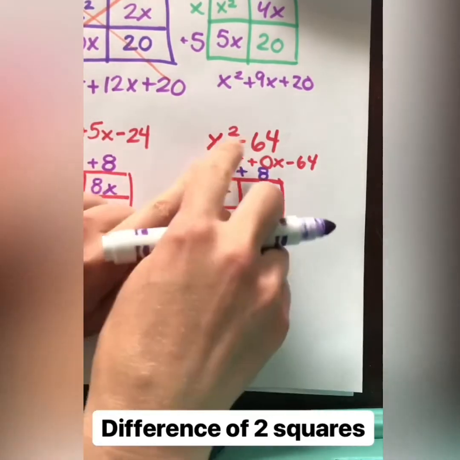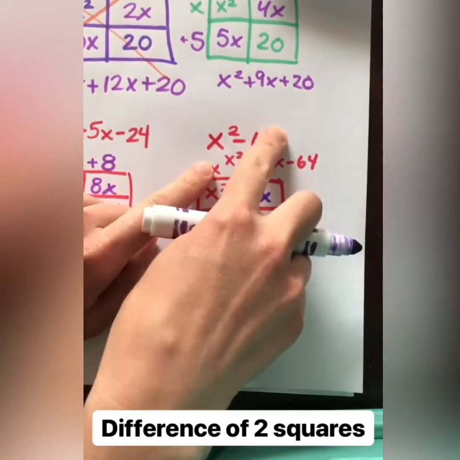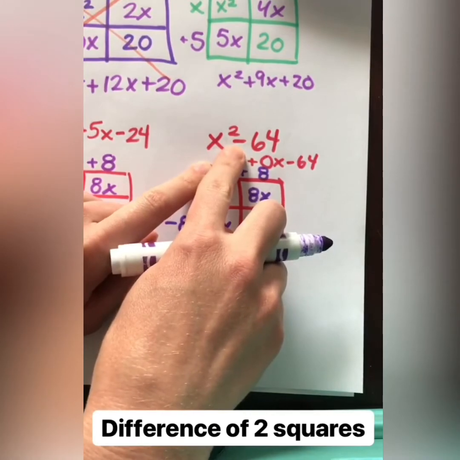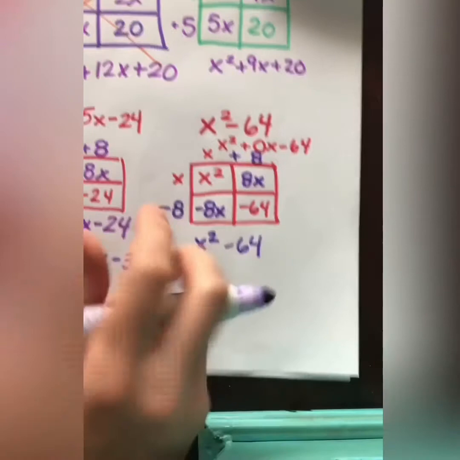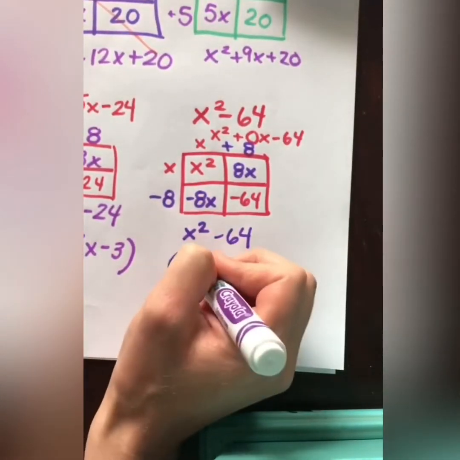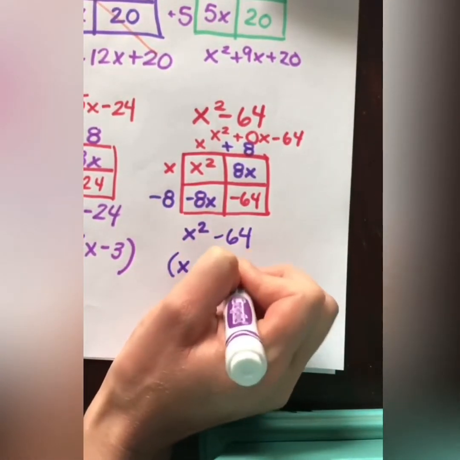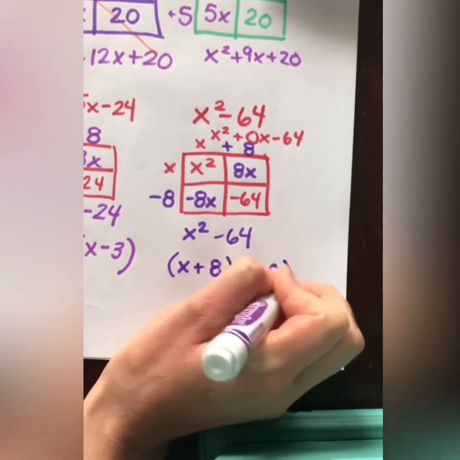If you have two items that are squared and they're being subtracted, the difference of two squares, then the factors will be the square roots added and subtracted.